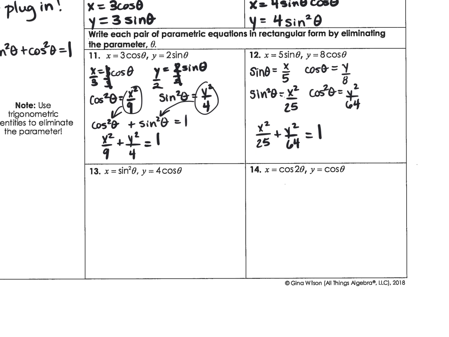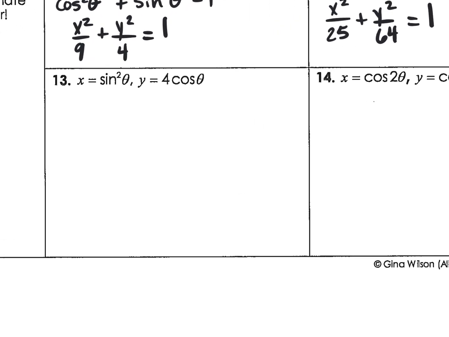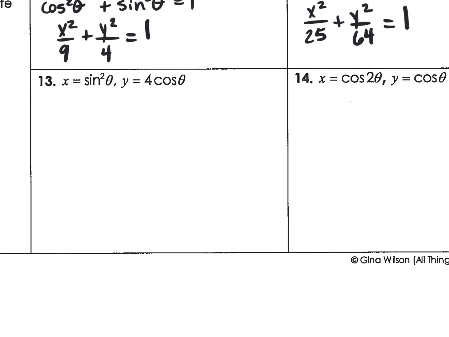Are we okay with this? All right, so let's look at a variation on this. In number 13, look at x. It's already equal to sine squared, isn't it? So do we have to do anything to it? Nope. It's already sine squared. However, y is not. So we have to say cosine squared is going to be equal to what in this case?